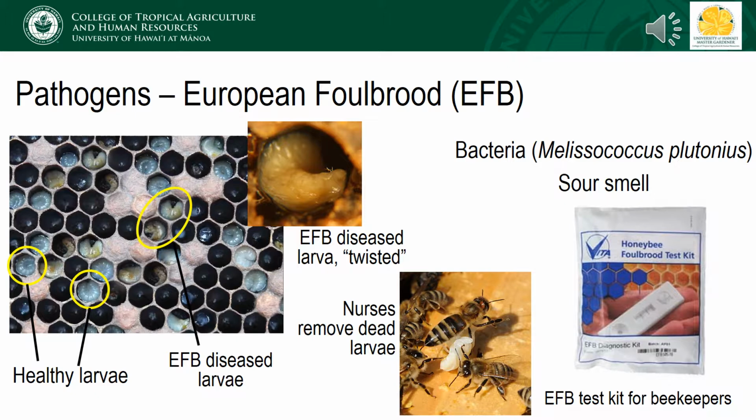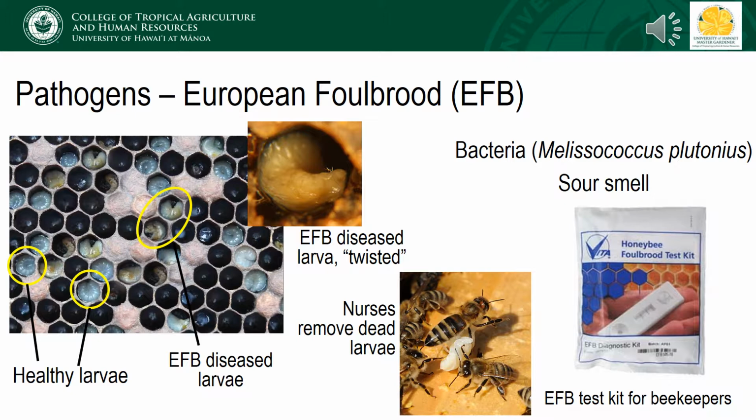Larvae turn yellow, then brown, with the tracheal or respiratory system becoming visible. When larvae die, they take on a twisted appearance and may also experience ropiness. The sour smell varies between infected colonies, as it is the result of other associated microorganisms. The scales that form after the larva dies and dries out are rubbery in appearance.